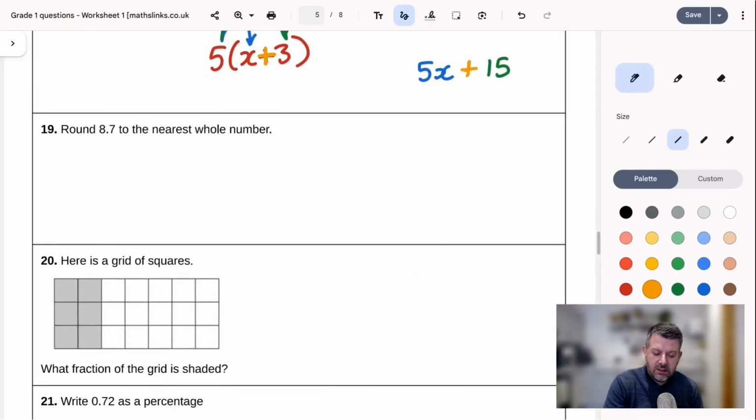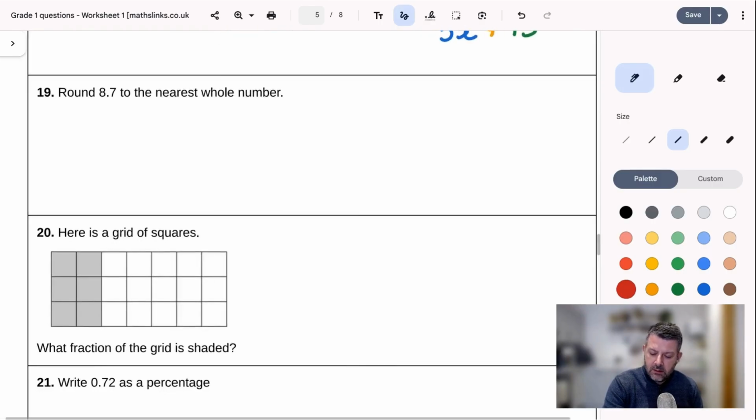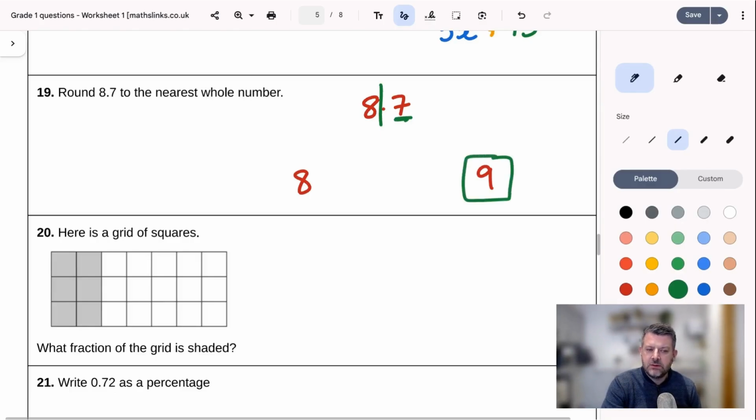Another rounding question here to the nearest whole number. So with 8.7, the choices are 8 or 9. The number that's going to decide this is immediately after where we're rounding. So it's the 7 that's going to decide. Because it's a 7, the rules are we round up to a 9. 5 or more in that place, we round up. So 8.7 is closer to 9 than to 8.